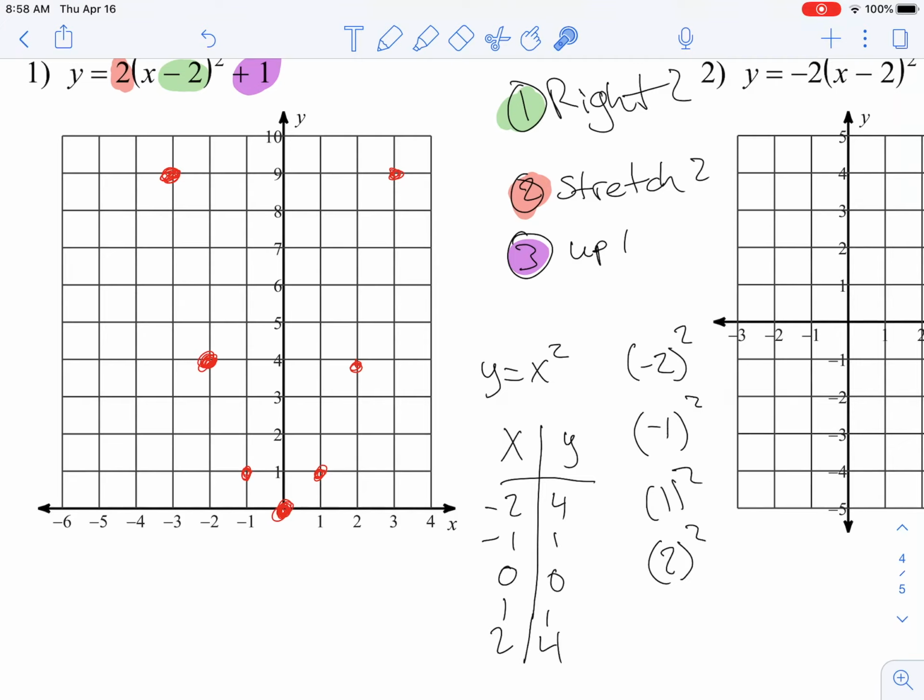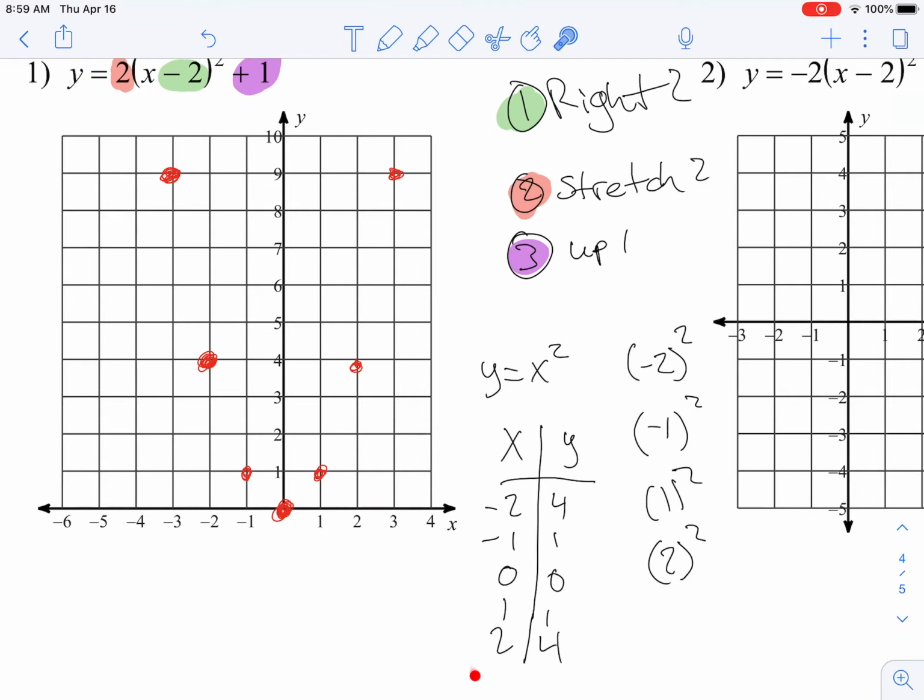So that's what gives us this. -2, 4. If I go 1, 2, there we go, up to 4. There it is right there. -1, 1. So if I go -1, +1, 0, 0, +1, +1, +2, +4.